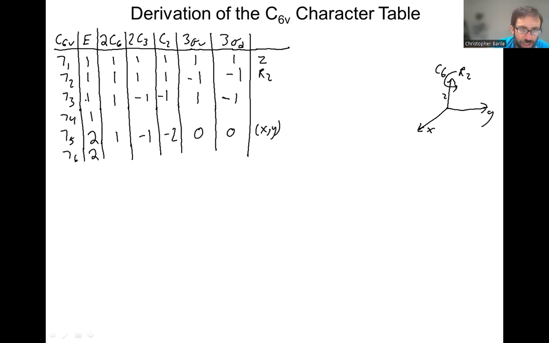Am I orthogonal with gamma 2? I got 2 plus 2 is 4. I got 6. This is okay. And then I got 8. And so again, I am not orthogonal. So what can we do?